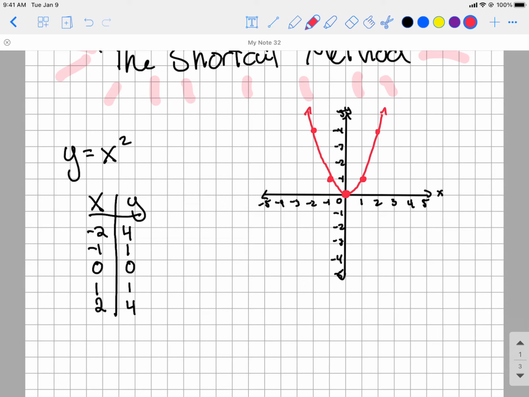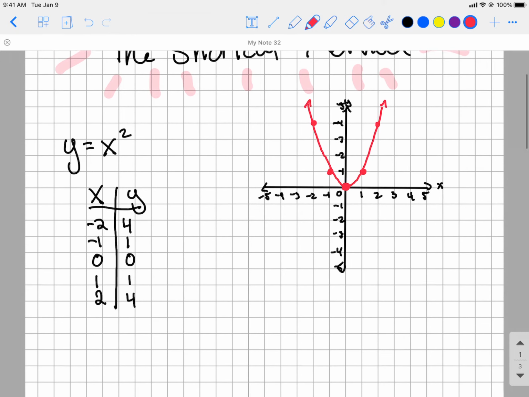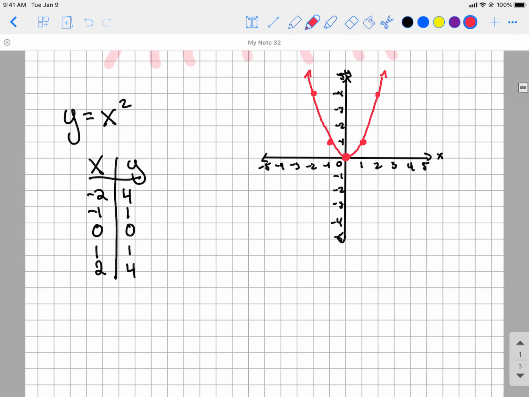So thinking back to when you were using Desmos, if you changed A, remember that the graph would get skinnier or wider, or it might flip upside down. If you changed P, the graph might move left and right, but the shape wouldn't change. And if you moved Q, the graph might go up and down, but again, the shape wouldn't change. So we're going to basically use those principles to draw ourselves some graphs.